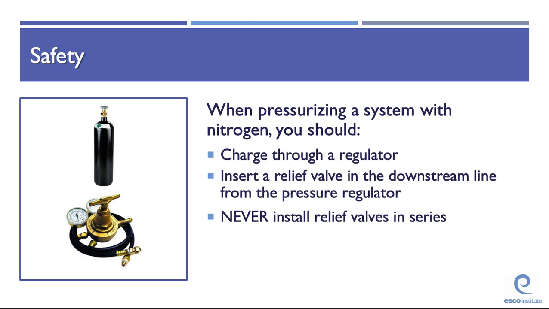When pressurizing a system with nitrogen, you should always charge through a pressure regulator and insert a relief valve in the downstream line from the regulators. Relief valves cannot be installed in series. If corrosion buildup is found within the body of a relief valve, the valve must be replaced.